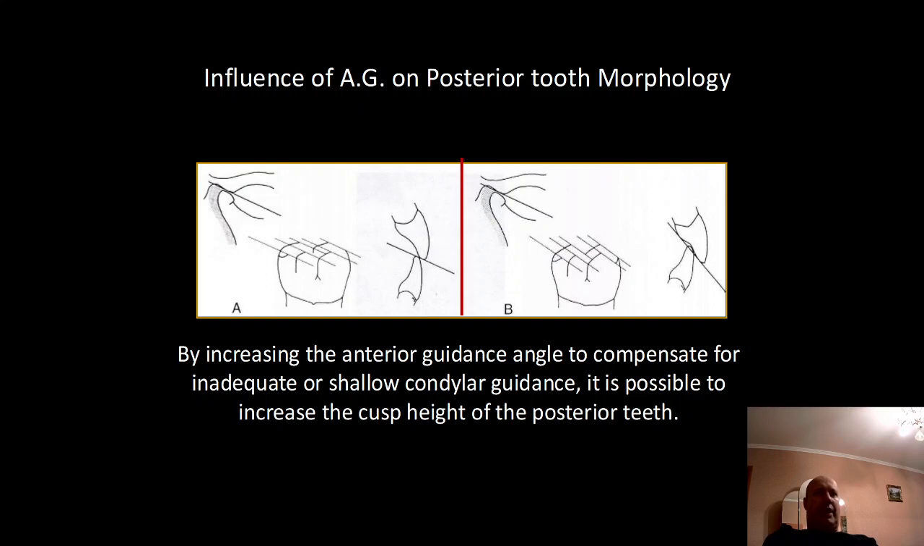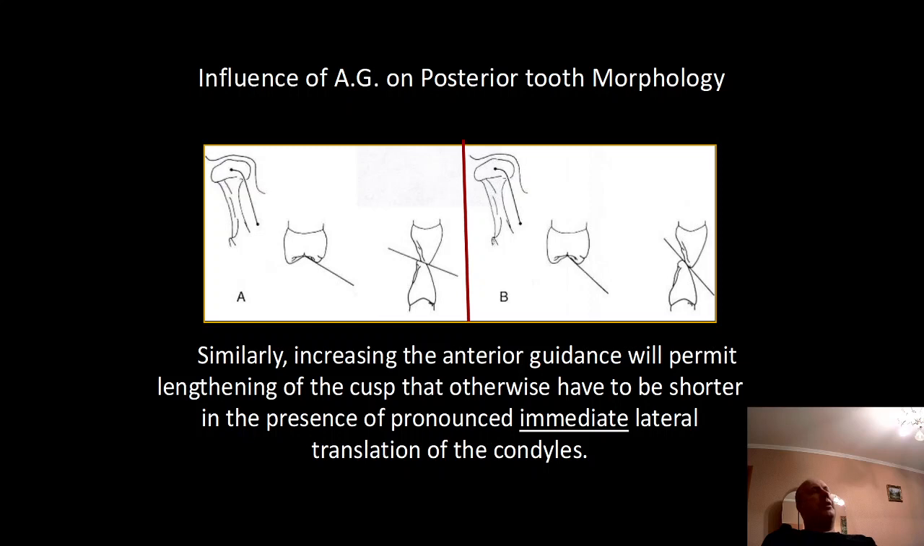By increasing the anterior guidance angle, to compensate for inadequate or shallow condylar guidance, it's possible to increase the cusp height of the posterior tooth, or teeth. Similarly, increasing the anterior guidance will permit lengthening of the cusps that otherwise would have to be shorter in the presence of pronounced immediate lateral translation of the condyles.